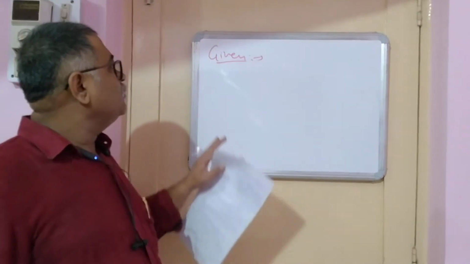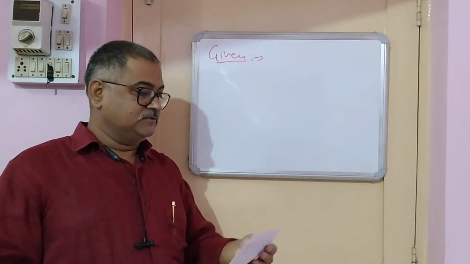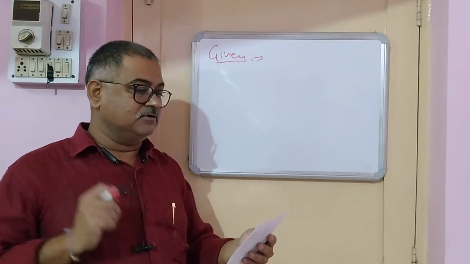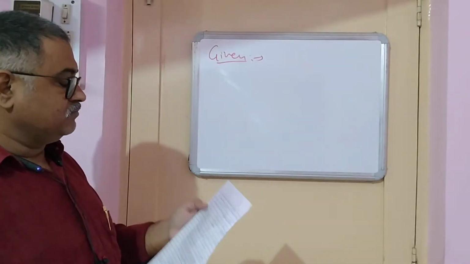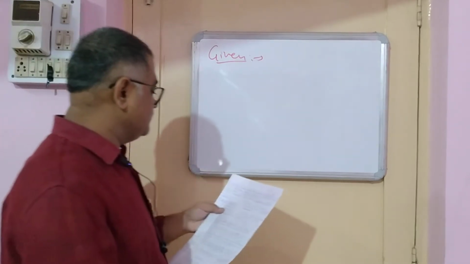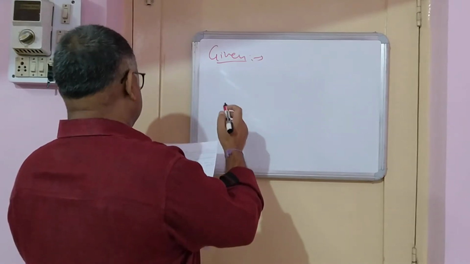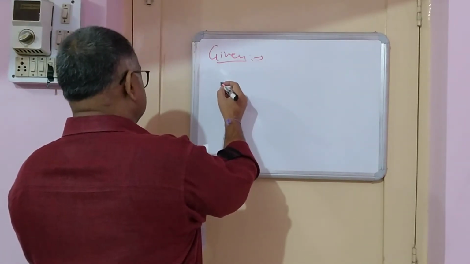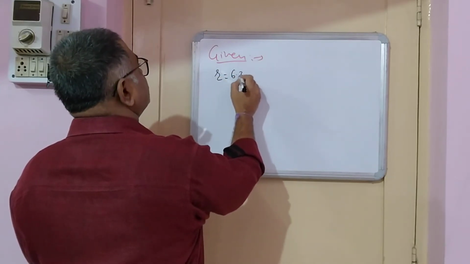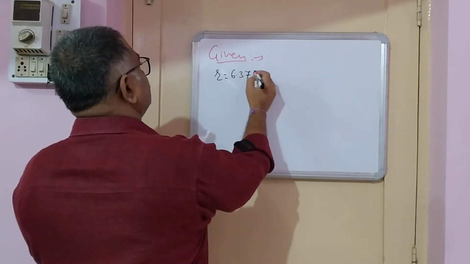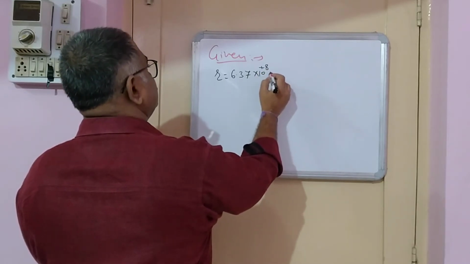Okay. Now we will see another problem. In this problem, the radius of the earth is 6.37 into 10 raised to plus 8 centimeter. Again, radius of the earth equals 6.37 into 10 raised to plus 8 centimeter.